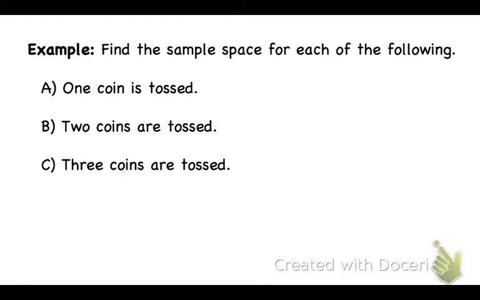Okay, find the sample space for each of the following. Tossing a coin: heads and tails. What is the sample space for tossing 2 coins? I can have heads, heads; heads, tails; tails, heads; or tails, tails. I'm sorry, I moved through them like that. Do you have to write them in that order?